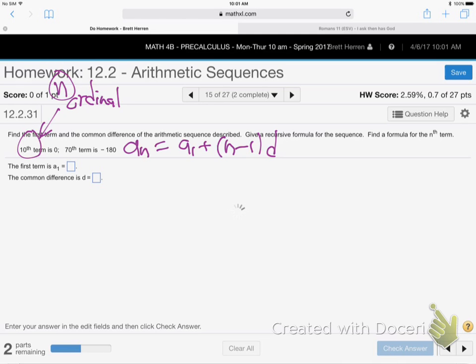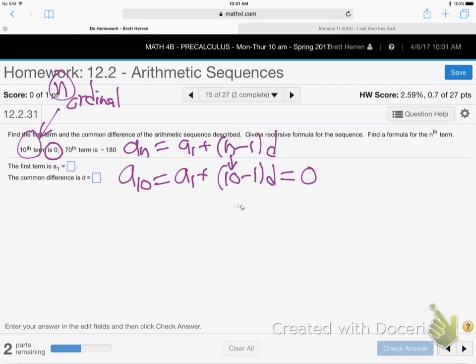So when they say the 10th term is 0, they're saying that when you take this formula and plug in 10 for n, right there I put in the 10, it will equal the 10th term, which is 0. So far, so good.